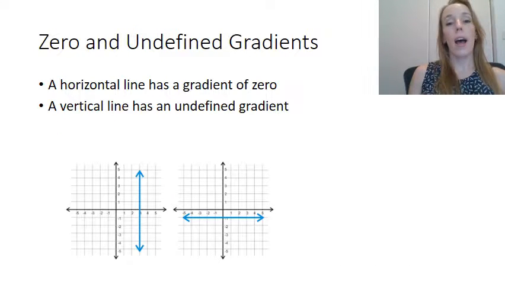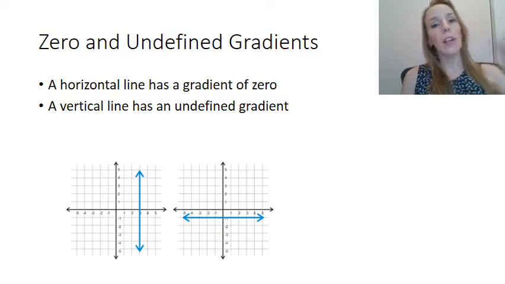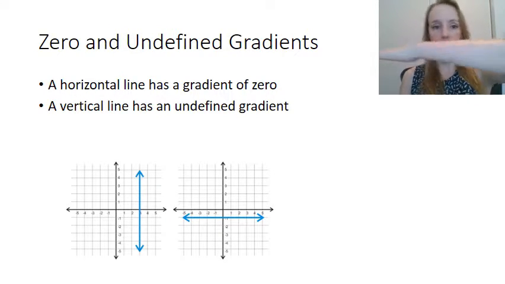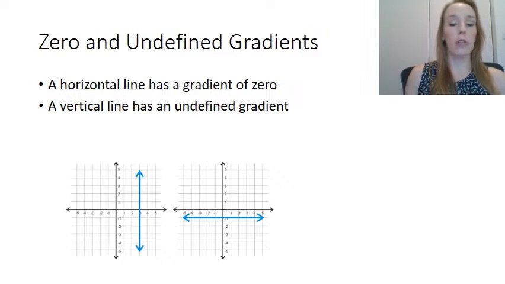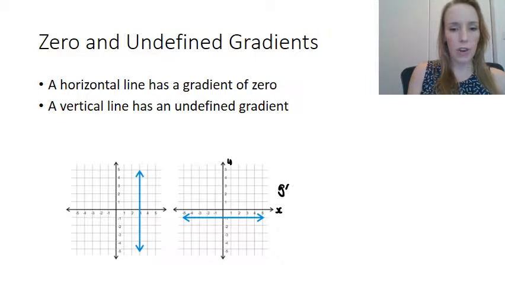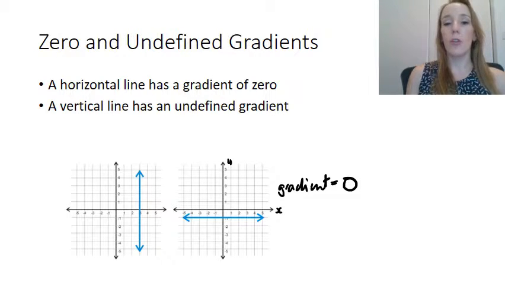Okay, for these ones here, we've got 0 and undefined gradients. A horizontal line, remember horizontal like a horizon, has a gradient of 0. So if you see a horizontal line, you say it has a gradient of 0. For this one, this is our x, this is our y. Our gradient equals 0. It doesn't change at all. It's a horizontal line, so it has a 0 gradient.